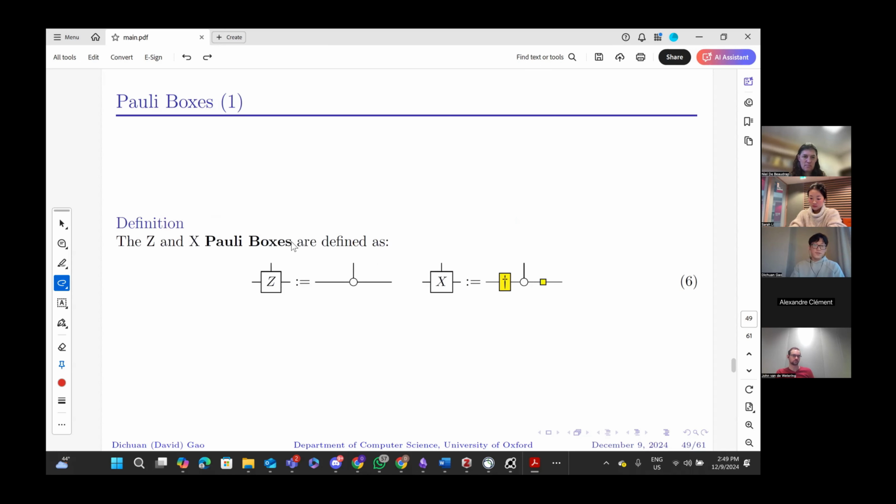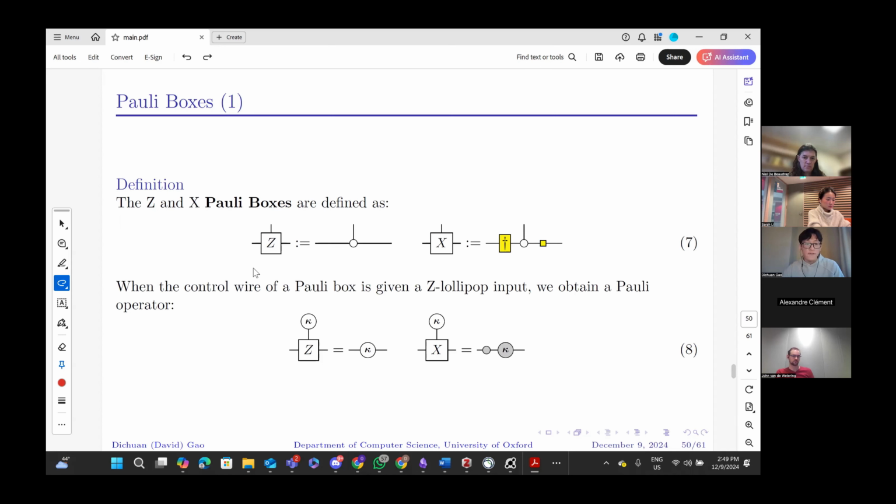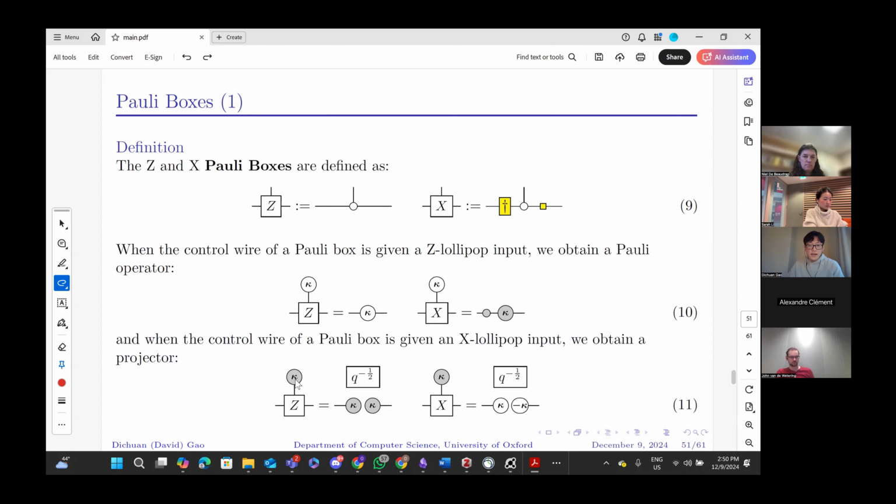Okay, we can also define Pauli boxes in more or less the same way as in ZX. If you define these diagrams like so, then they have the nice property that if you give the vertical wire, which I'm calling the control wire, a Z lollipop input, then we obtain the corresponding Pauli operator with that exponent. And if you give it an X lollipop input, then we obtain a projector. But now we have to be a bit careful about what these projectors are doing, because they're not really Pauli projectors in the usual sense.